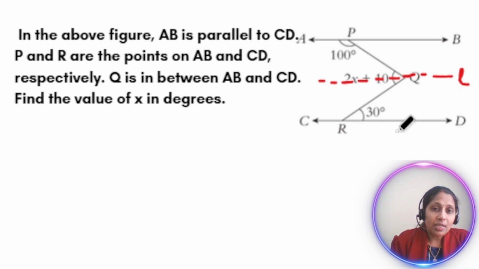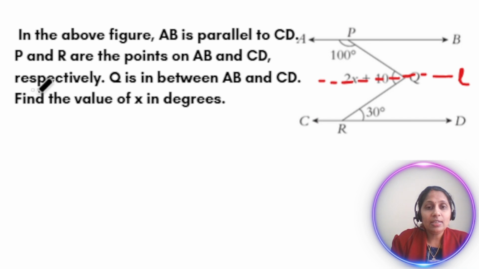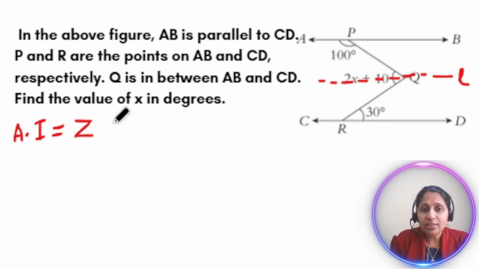So now we can apply the angle concepts. Whenever two parallel lines are cut by the transversal, you get three different types of angles. The first one is your alternate interior angles, which are equal. Alternate interior always forms a Z shape, either the Z or the inverted Z, and they are always equal, which means this angle, as you can see, is forming a Z shape. So this angle will be the same. If this is 30, then this will also be 30, right?